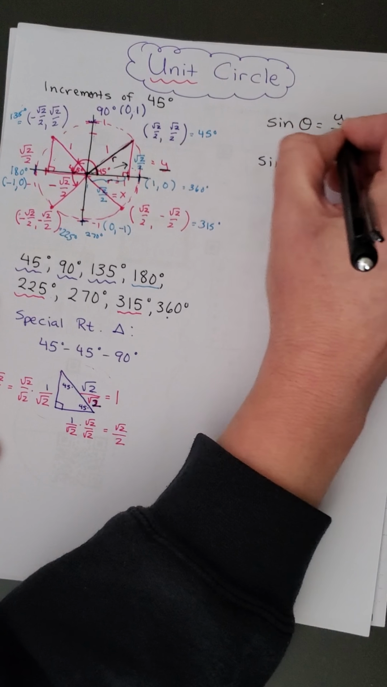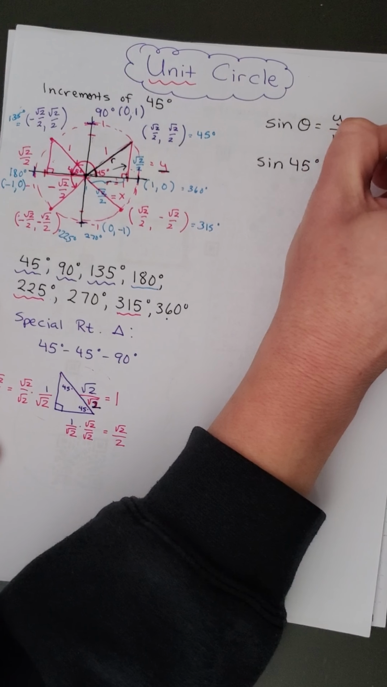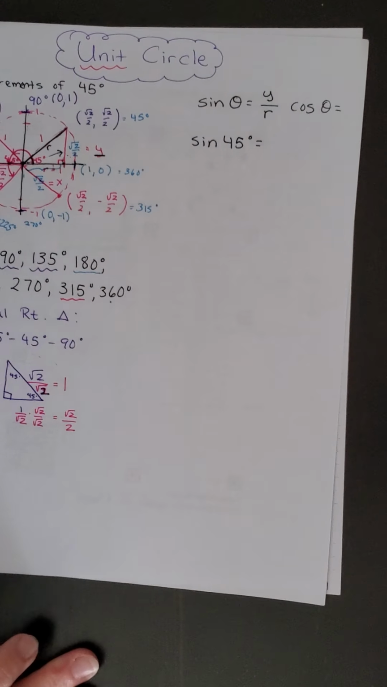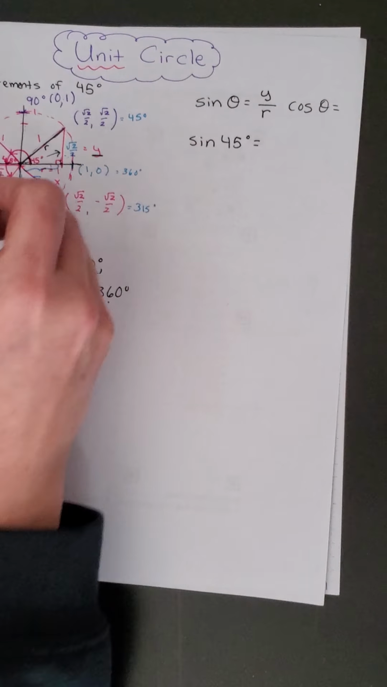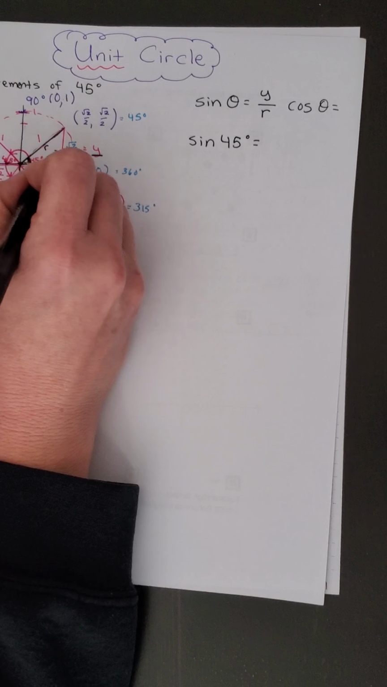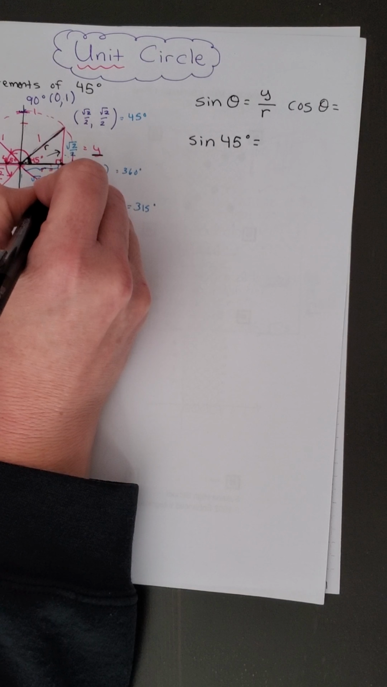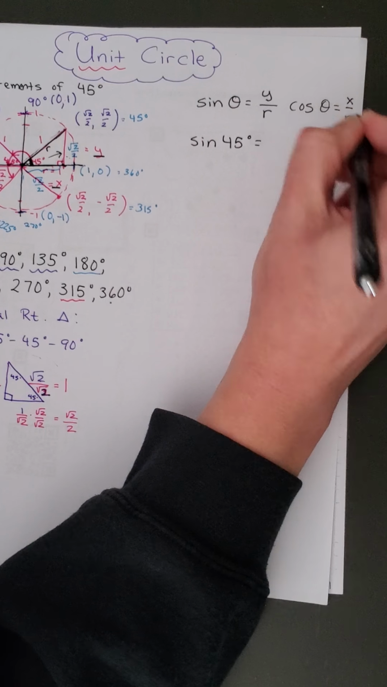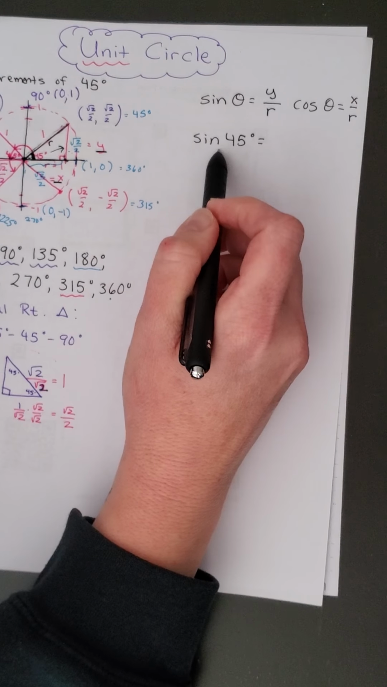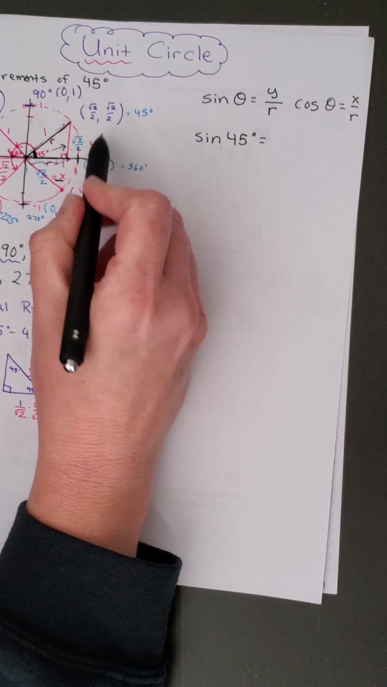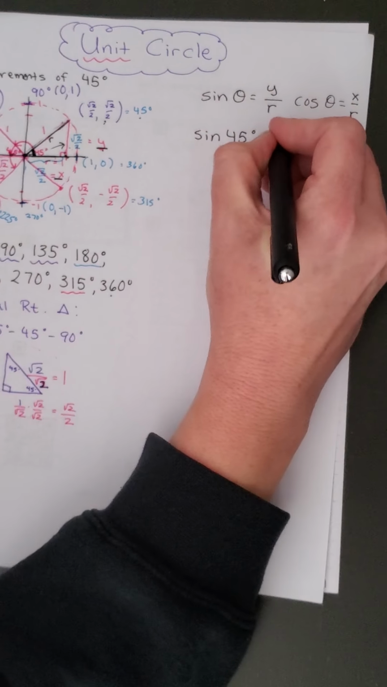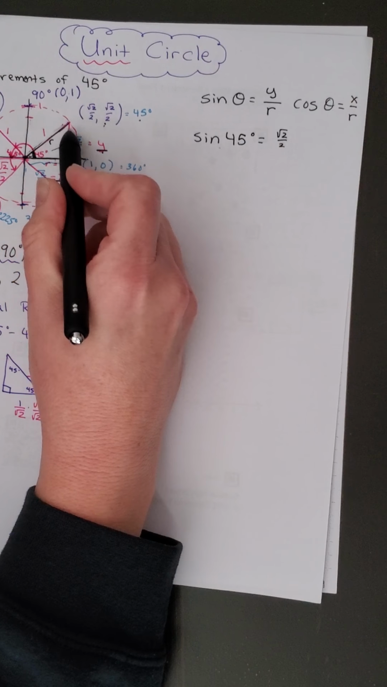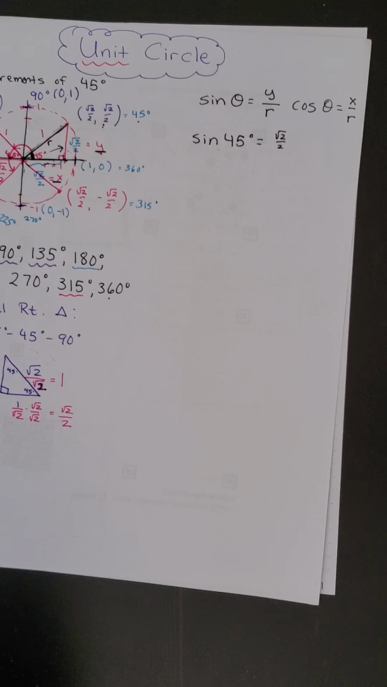And then cosine, similarly, cosine theta. I'm going to just double check that I'm not going off the screen. Yep, I am. So cosine of the angle, remember cosine is adjacent over hypotenuse. And in this case, if we're using this angle, adjacent would be this value, which is x. So it'd be x over the hypotenuse, which is r. All right, so sine of 45 degrees would be y, which at 45 degrees is square root 2 over 2, over r, but r is always 1 on the unit circle. So sine 45 degrees is square root 2 over 2.